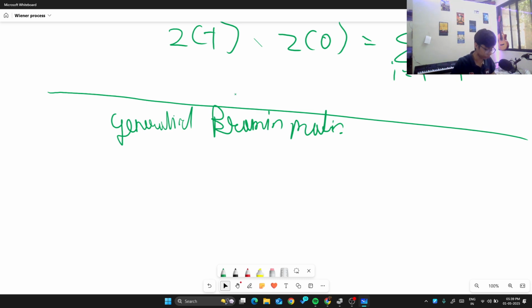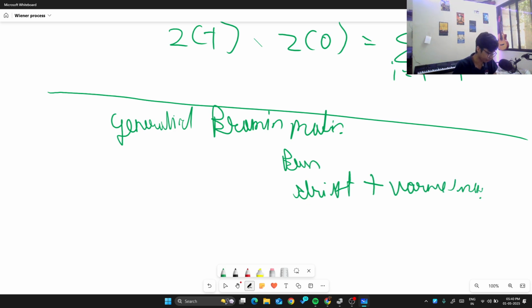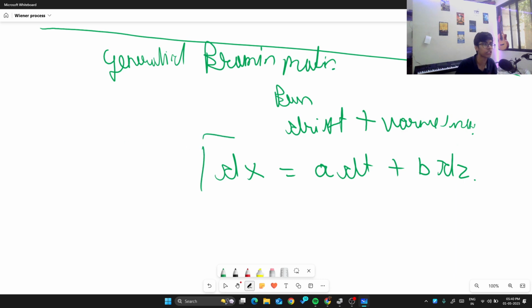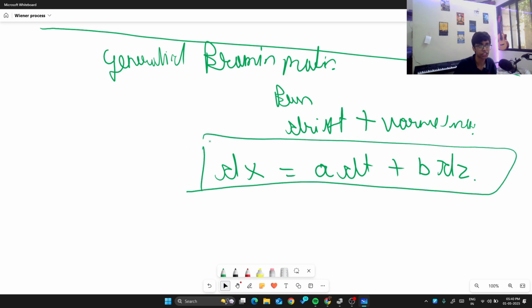A generalized stochastic process, you have to understand, is like Brownian motion with a drift term plus a variance rate or variance term. I told you, right? So you can understand it as dx equals a dt plus b dz. This is a generalized Brownian motion, and it is in discrete time. Let me simplify: a and b are some constants.